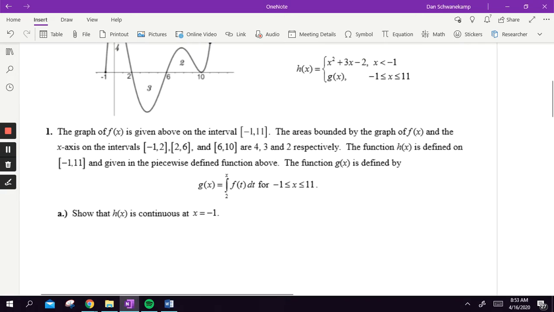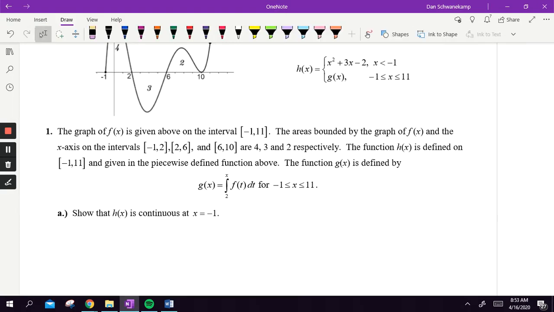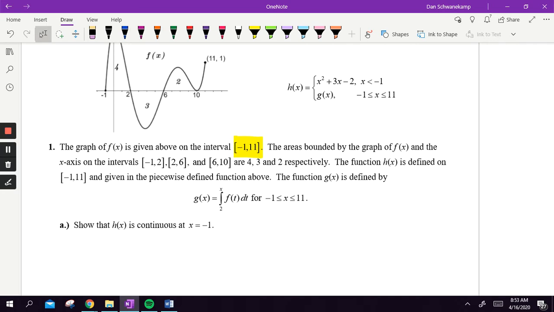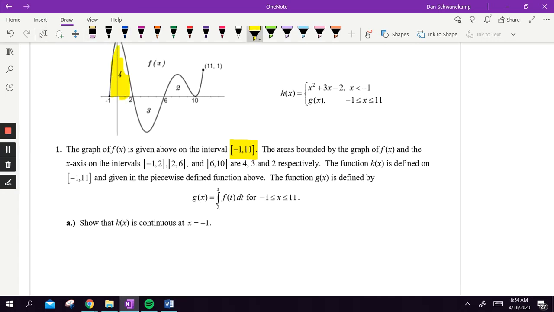All right, here we go. So part one, it says the graph is given above. It's on the interval from -1 to 11. The area is bounded by f of x. So from -1 to 2, this area is 4. From 2 to 6, that area is 3, and obviously it's below the x-axis, so it's going to be negative. And that right there is 2. It does not tell me anything about 10 to 11, but apparently it's not going to matter. They also told me h of x.